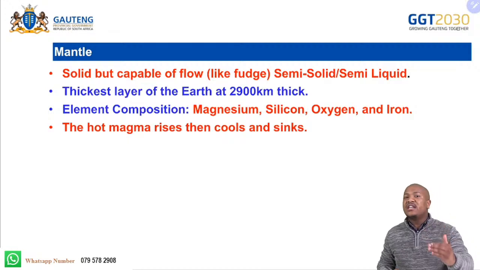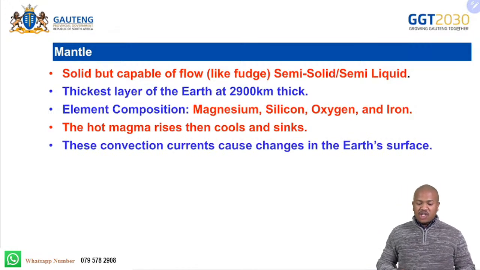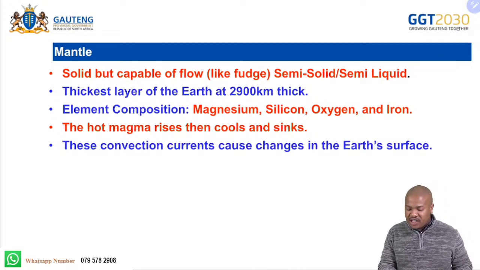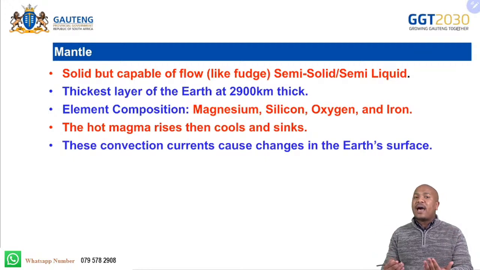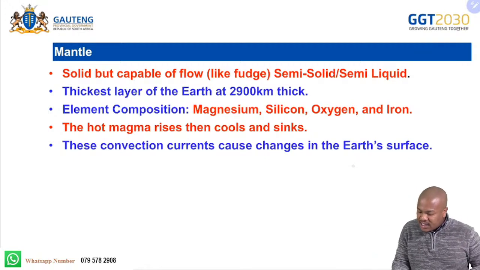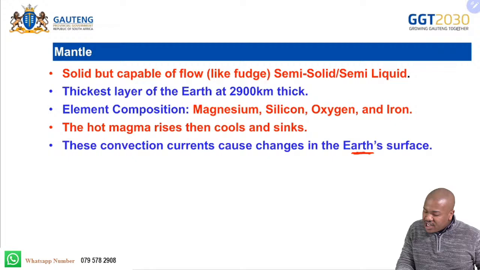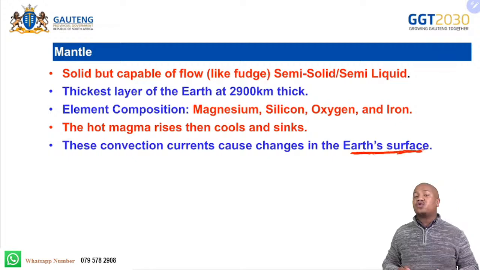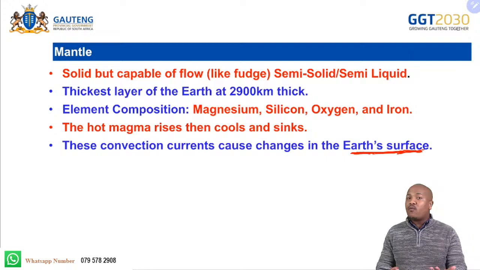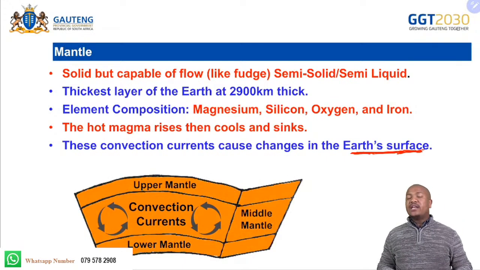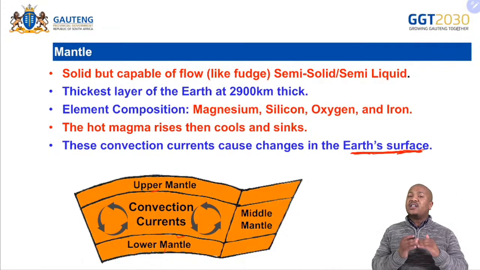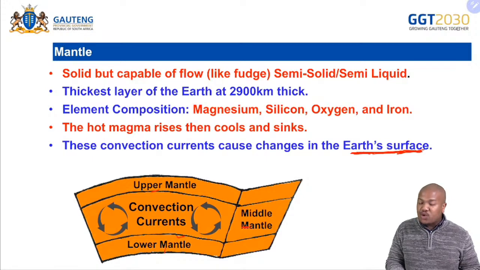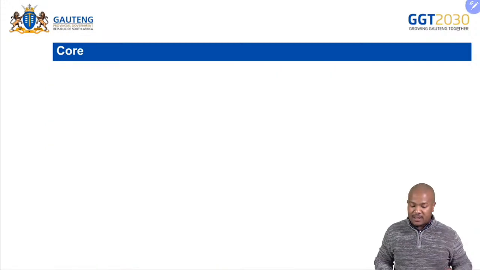Such as igneous rocks. So these convection currents cause changes in the Earth's surface, and they are allowed by what? They are allowed by the mantle. As you see, it causes changes in the Earth's surface, and those changes are the ones that I just talked about to you now, that they are part of what? Continental drifting. So it is divided also into an upper mantle and a lower mantle, and in between, the middle mantle, that's where convection currents take place.